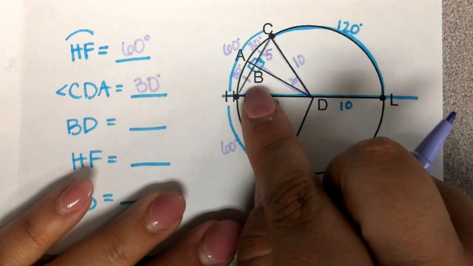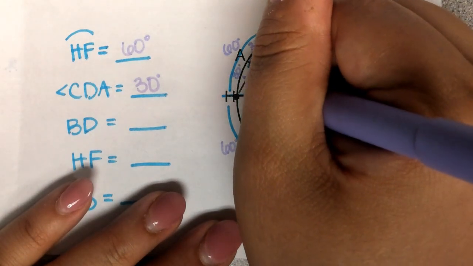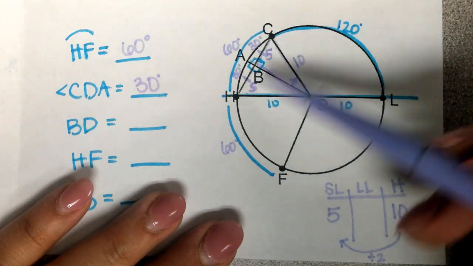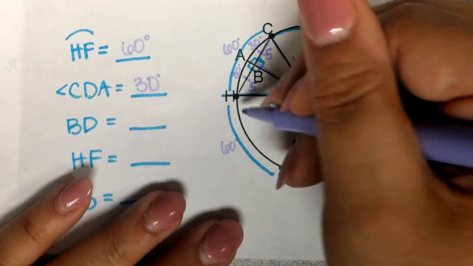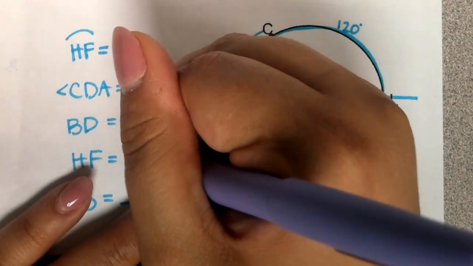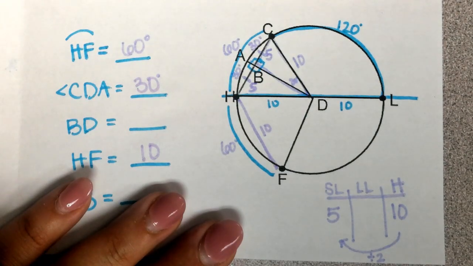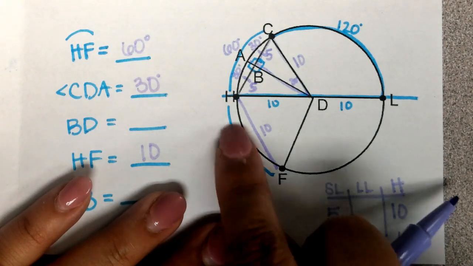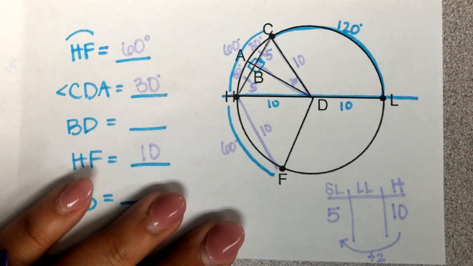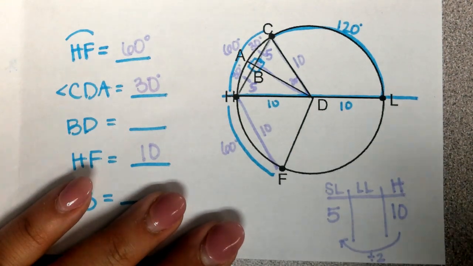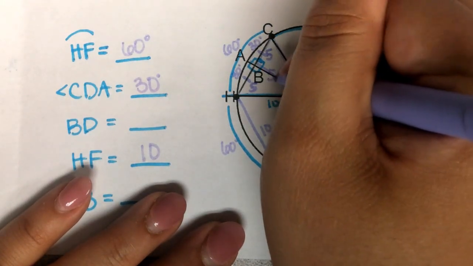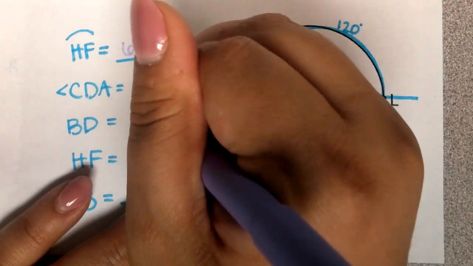Well, if CB is 5, what's BH? So what is CH? And if CH is 10, what is HF? Also 10. Does that make sense? Because I know their arcs are the same, then I also know their chords are the same. And then how do I find the long leg? Times root 3. That is my BD. 5 root 3. That's the long leg.